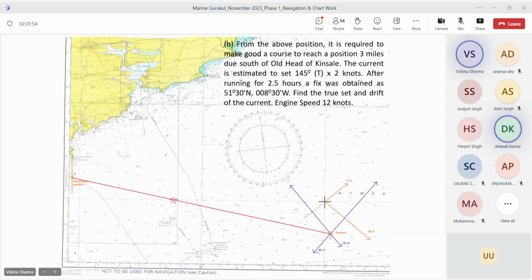Read the question carefully. Why do you think we need to make it for 2.5 hours? What purpose will it serve? Okay, you make it for 2.5 hours, there's nothing wrong, but what purpose will it serve? That is my question. It will not serve any purpose.